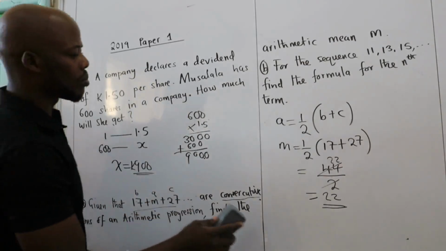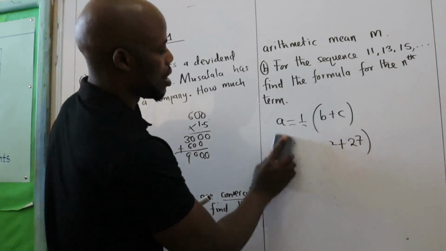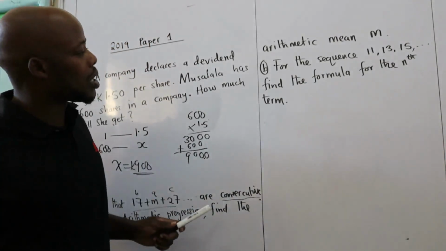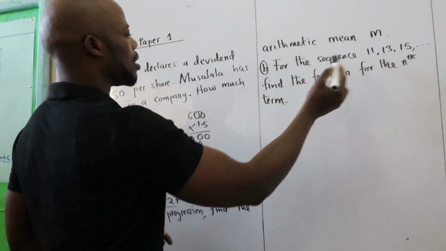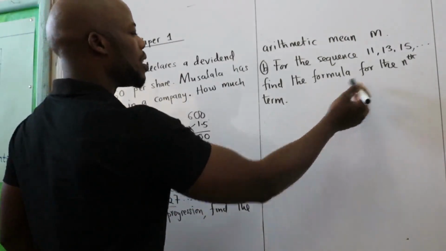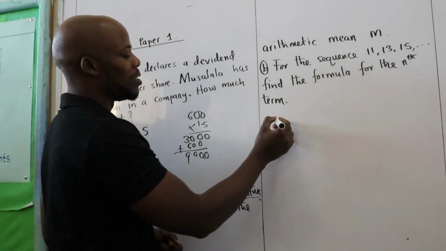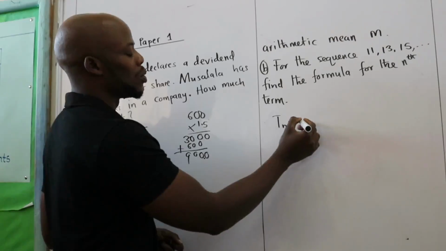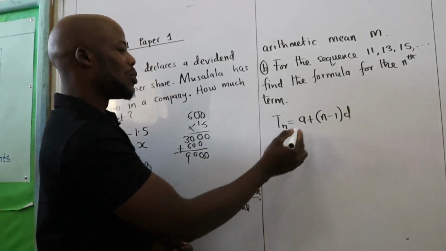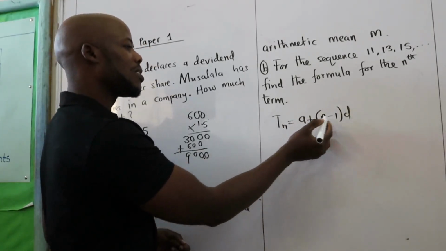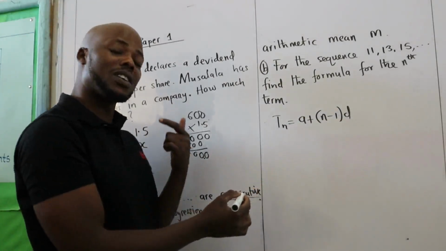So for the next question, let's do it from here. Let's just clean here. So the next question, they are saying for the sequence 11, 13, 15, and so on, find the formula for the nth term. So how do we find this formula? We know that the formula for the term is t sub n is equal to a plus open n minus 1 and then d. So we need to find these, okay? We need to find this and this. These two are the ones we are interested in for us to find the formula.